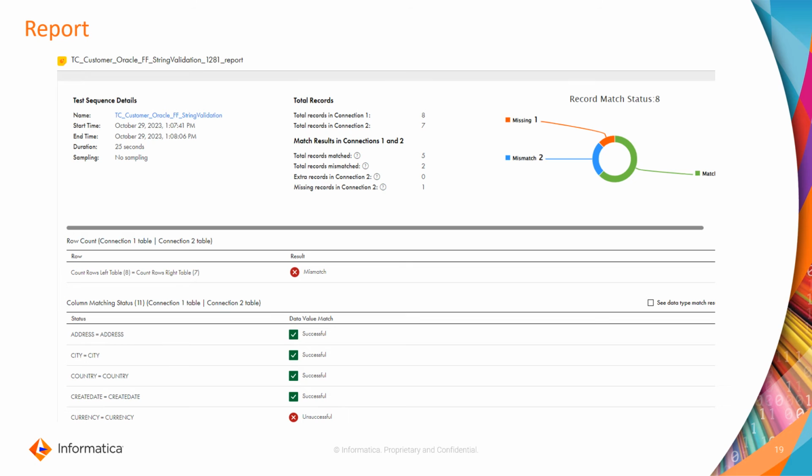Below you can see the row counts are not matching, so it is marked as mismatch. And from the column level comparison, the address matches, the city matches, the country matches, the create date matches. However, the currency for a few columns does not match. That's why it is shown as a mismatch.